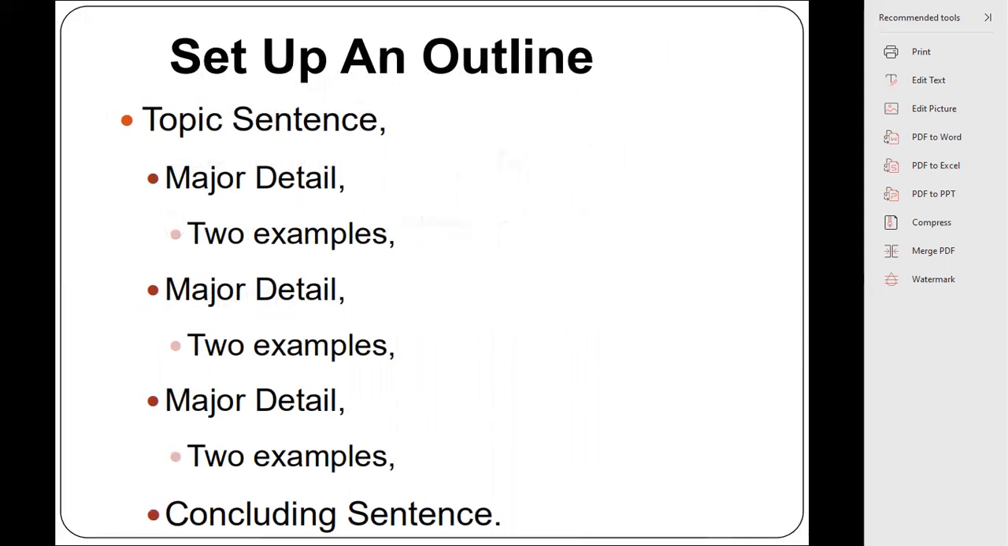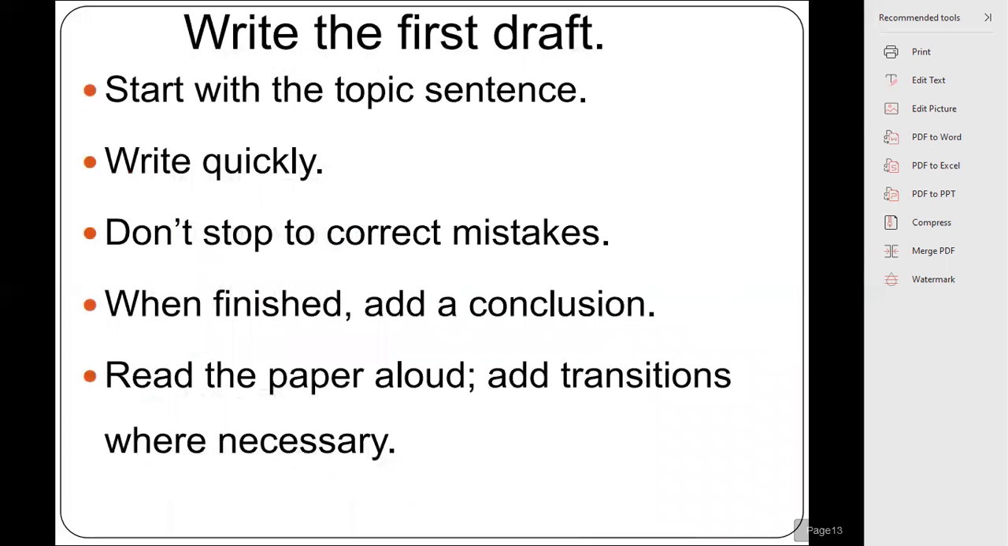Okay, set up an outline. This is the outline you have to follow. First, as I said, the topic sentence, your major detail, followed by 2 examples. Second, your second major detail, followed by another 2 examples. Your third major detail, followed by 2 examples, and the final one is your concluding sentence.